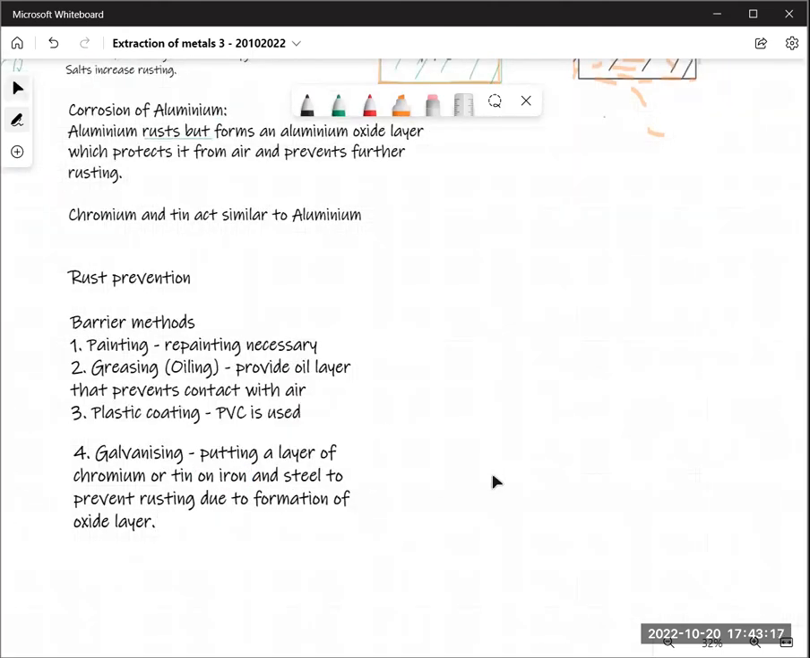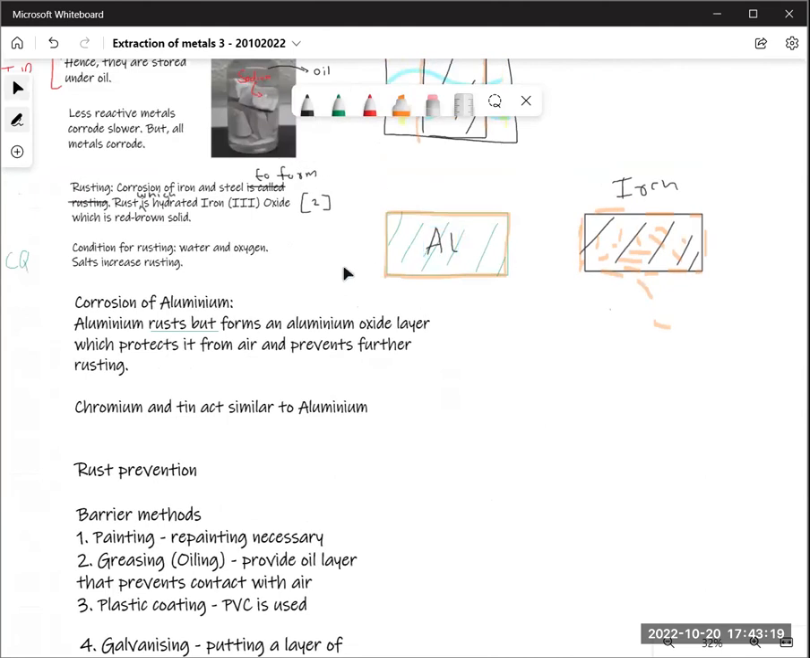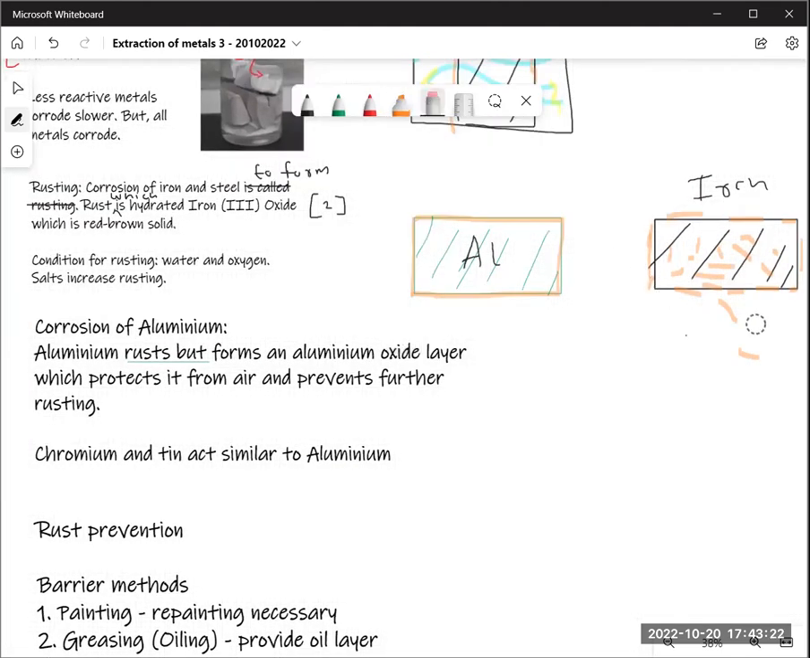Next thing is galvanizing. But first, if aluminium does not rust, it forms an oxide layer. Aluminium does rust, but the rust which it forms does not come off, right? Let's say I have air going inside. This is aluminium, and air is coming over here. Rust will form on the surface. Fine? But after that, the stuff inside will not rust because of the oxide layer.